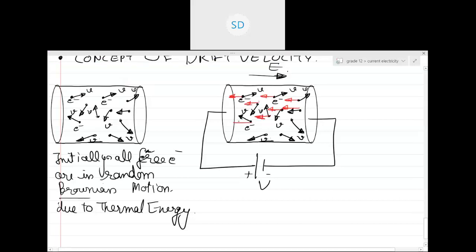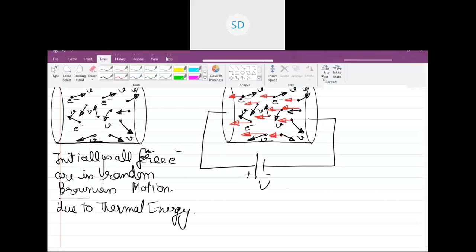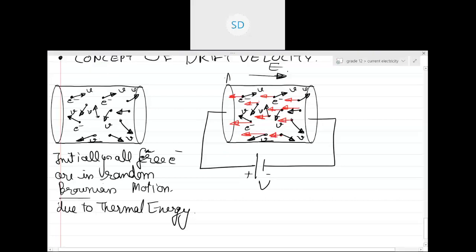Is this clear or no? So due to this external electric field, what will happen? There will be a force which will be acting on this particular thing. What will this force do? This force will try to change the direction as well as the velocity of these electrons, right?